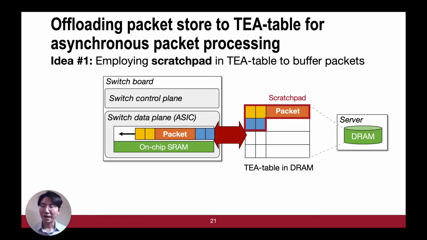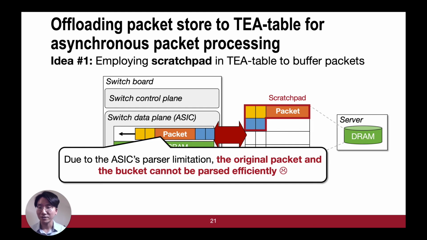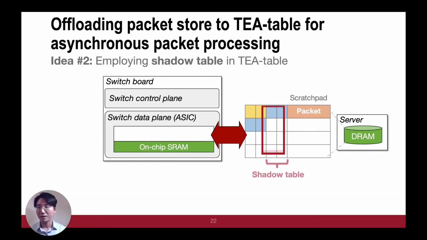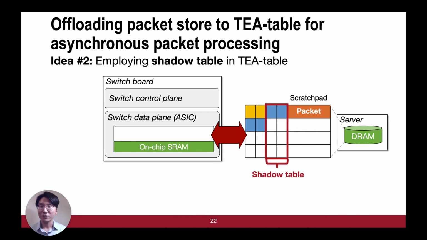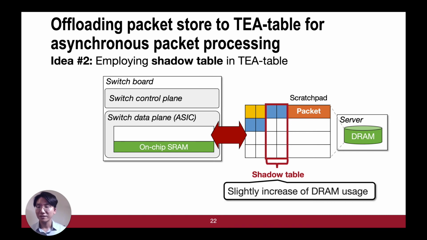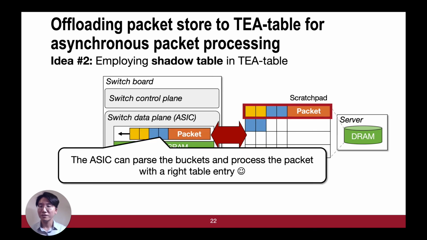While with this method the ASIC can retrieve both buckets and the original packet, it has one problem, which is that due to the current ASIC's hardware limitation, the original packet and the second bucket cannot be parsed very efficiently. So we revised our table structure with a shadow table, which puts a copy of the second bucket between the first bucket and the original packet as shown in this figure. It slightly increases DRAM usage, but it works fine because in our scenario, there's enough space in DRAM. With this new data structure, the ASIC now can parse two buckets and process the packet with the retrieved table entry.